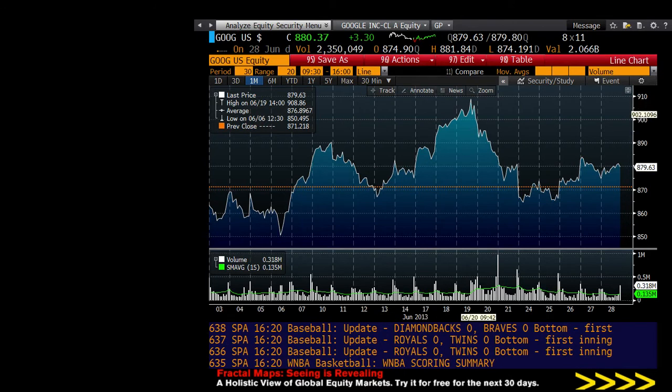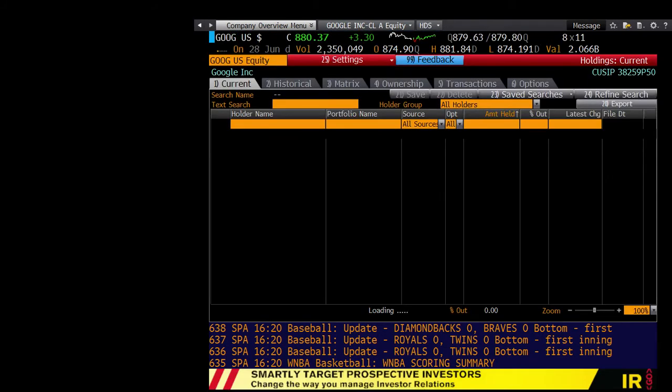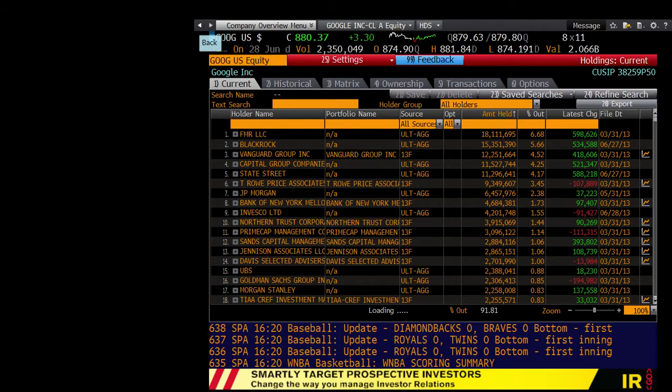So it's the institutions that determine the share price. And if these institutions all decide to sell, then Google's going down. But if they all start buying and nobody sells, who can they buy from? If they want to buy and nobody wants to sell, the price is going to go up. Supply and demand.